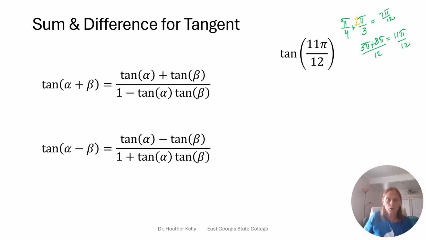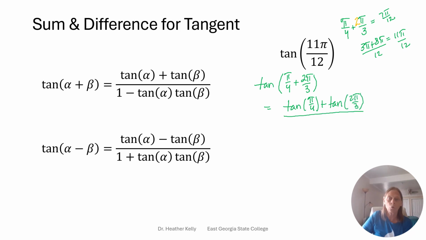All right, so those are our two angles. So this is going to be the tangent of pi over 4 plus 2 pi over 3, and so it's the sum, so we're going to deal with this top equation here. That means that we're going to go tan of pi over 4 plus tan of 2 pi over 3 over 1, and then now it's the opposite sign, minus tan of pi over 4 times tan of 2 pi over 3.